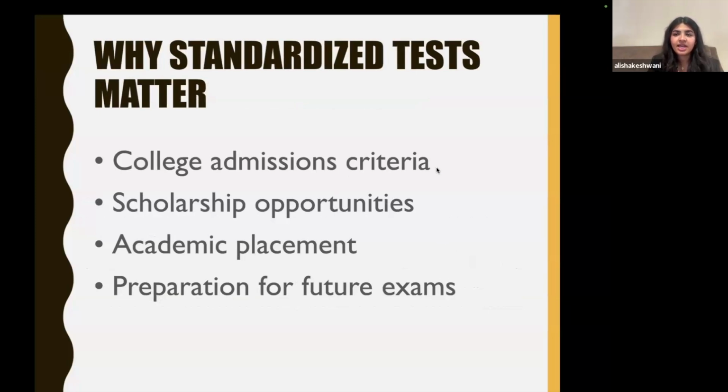And even if you do decide to go test optional, a lot of the time scholarships can rely on your score. They'll ask for that. And it can also help a lot with academic placement when you actually get admitted into college. So if you have a really good exam score, especially with your AP exams, that can help you get credit for your classes, which we'll be talking about a little bit more later as well.